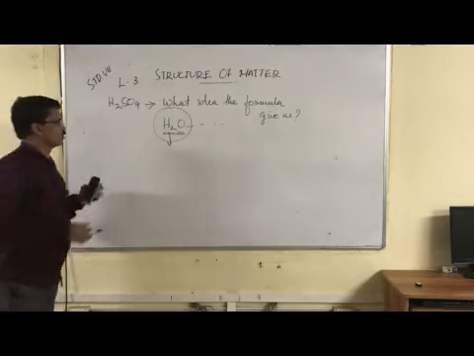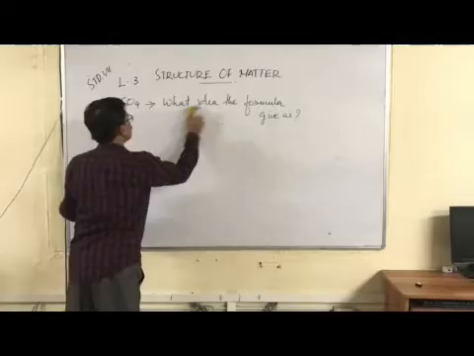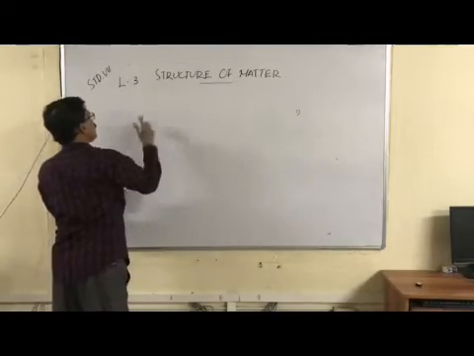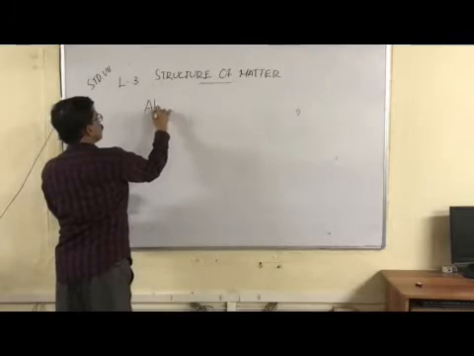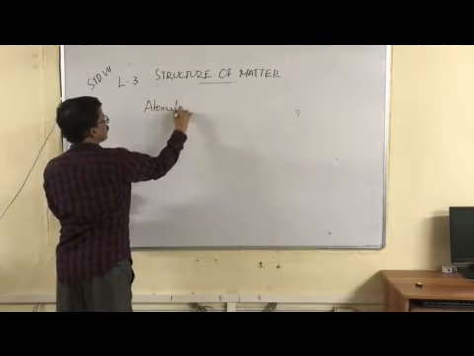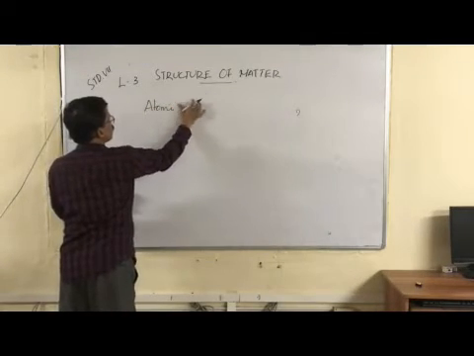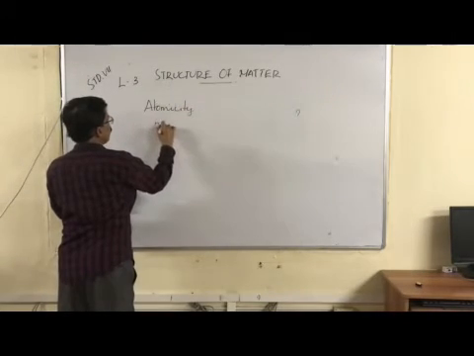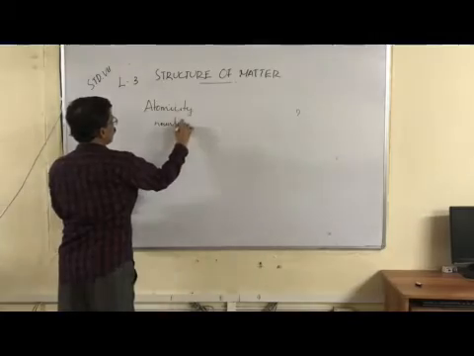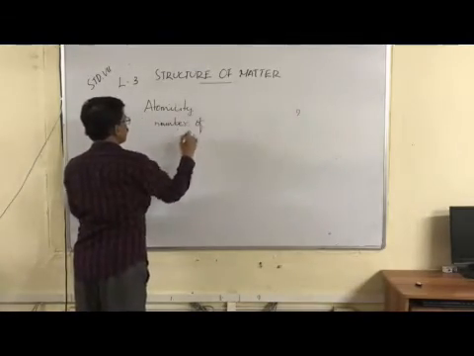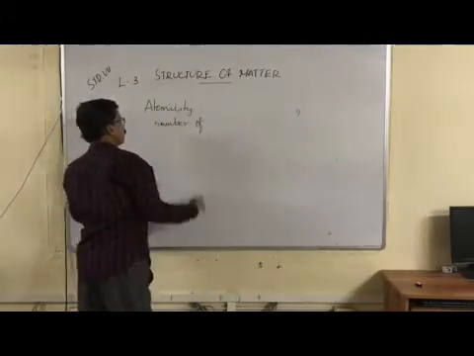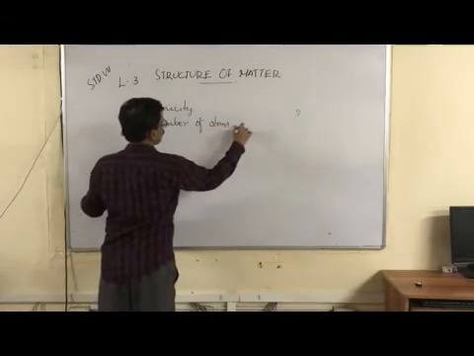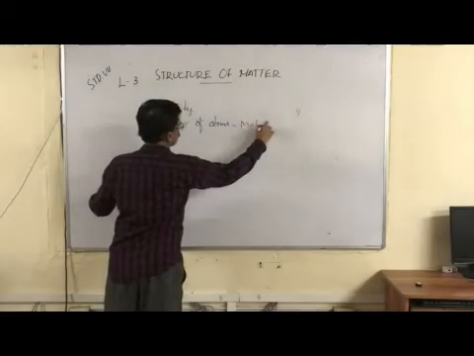Now valence, atomicity. What is atomicity? Atomicity is the number of atoms present in the molecule of an element.